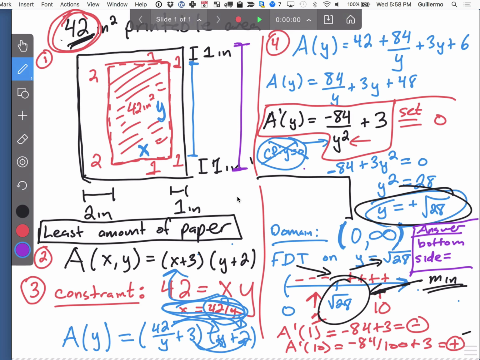Root 28 plus 2, right? So make sure you don't just grab the number root 28 and then say I'm done. It depends on what it represents. So notice the y, this is root 28, right? So then the whole side of the piece of paper would be root 28 plus 2, right? And then what about the bottom? What would the bottom be?